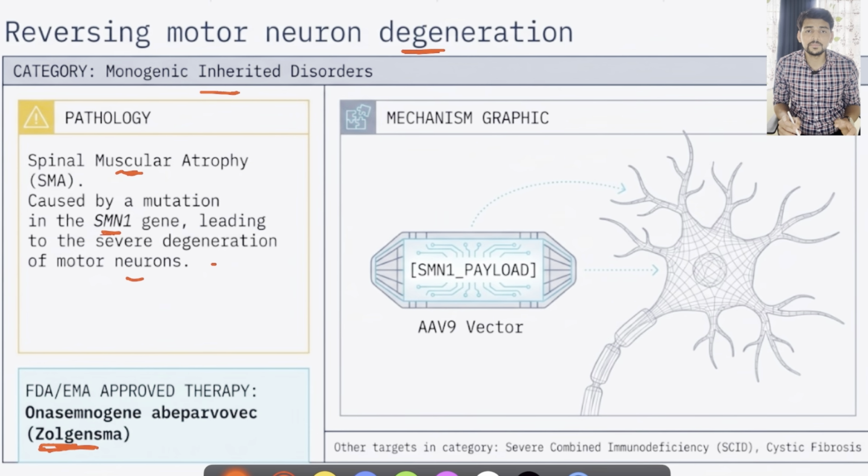And just to list some of the similar disorders where gene therapy will be helpful are severe combined immunodeficiency and cystic fibrosis as well. And this modality of gene therapy is vastly utilized nowadays when it comes to hematological malignancy and cancer immunotherapy. So here, in some malignancies such as refractory B-cell acute lymphoblastic leukemia or even diffuse large B-cell lymphoma, we can take the help of CAR T-cell therapy.